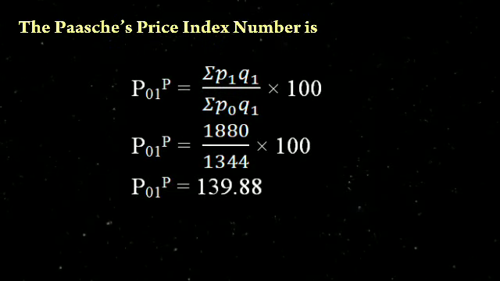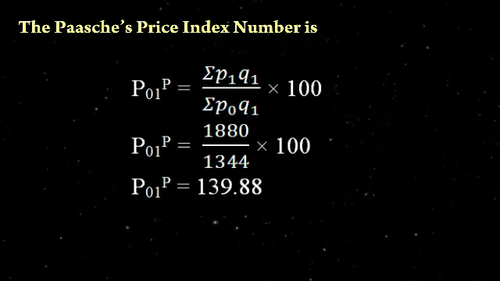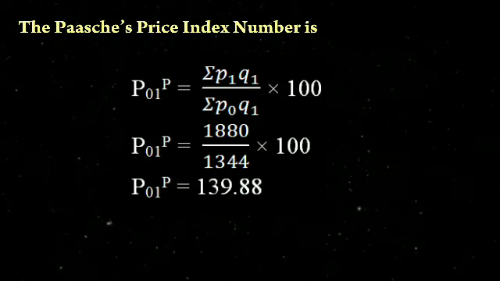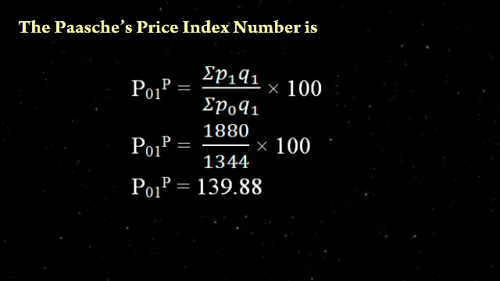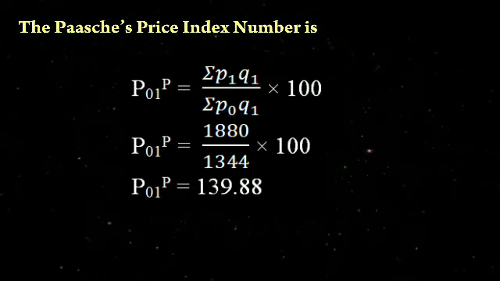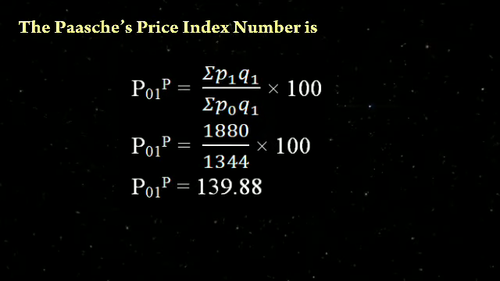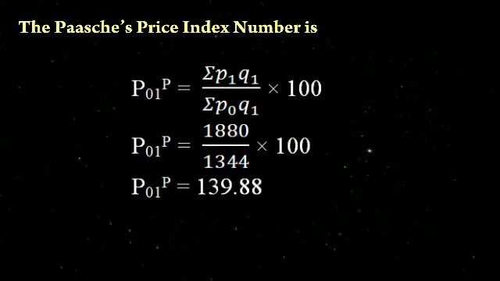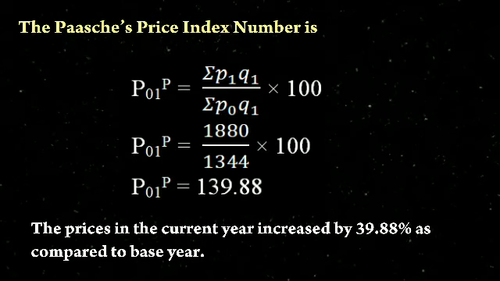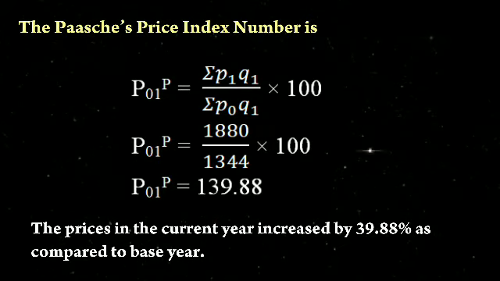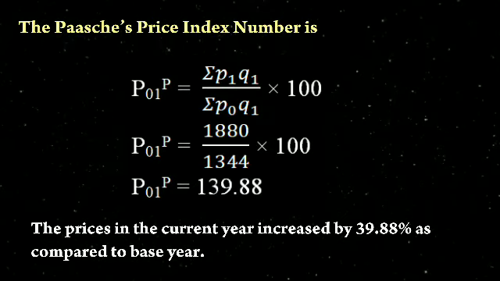Next one. The Paasche price index number is, write the formula, P01 of P equal to sigma P1 Q1 divided by sigma P0 Q1, which is multiplied by 100. Substitute in the formula, that is equal to 1880 divided by 1344, which is multiplied by 100. And the answer is 139.88. Then write the conclusion. Here the prices in the current year increased by 39.88% as compared to the base year.